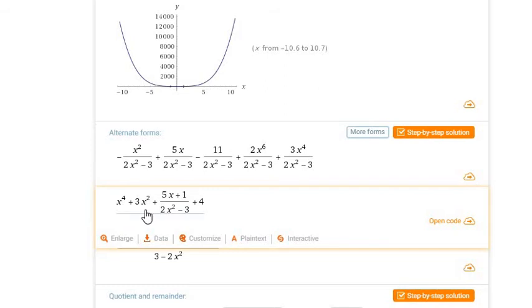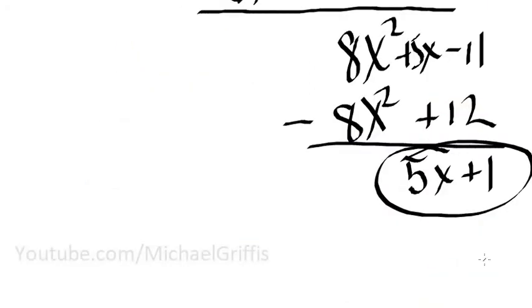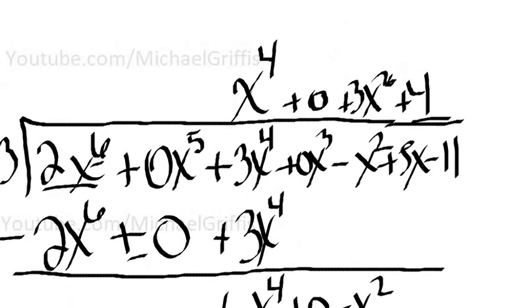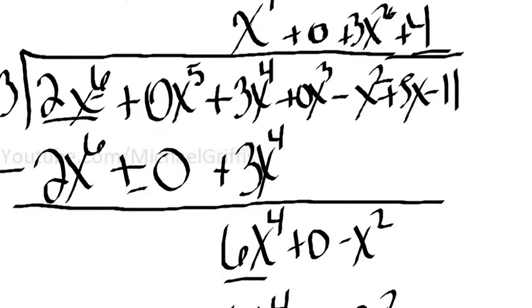So x to the 4th plus 3x squared plus 4, they got the 4 over here, 5x plus 1 over 2x squared minus 3. Okay, that looks good. I got a little sloppy over here. We kind of ran out of room on all this.